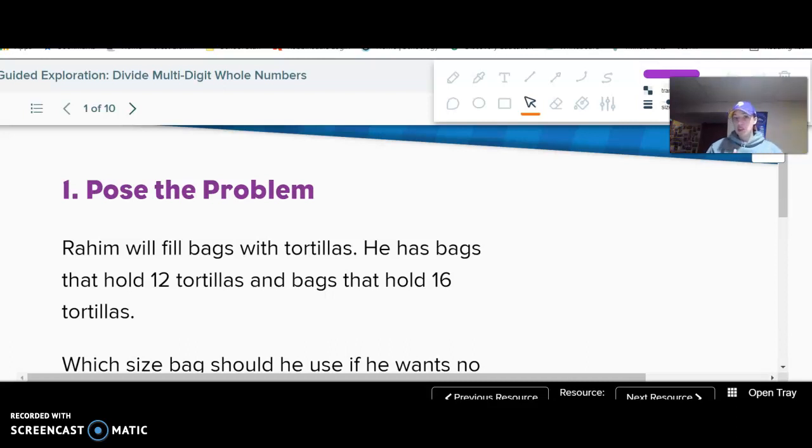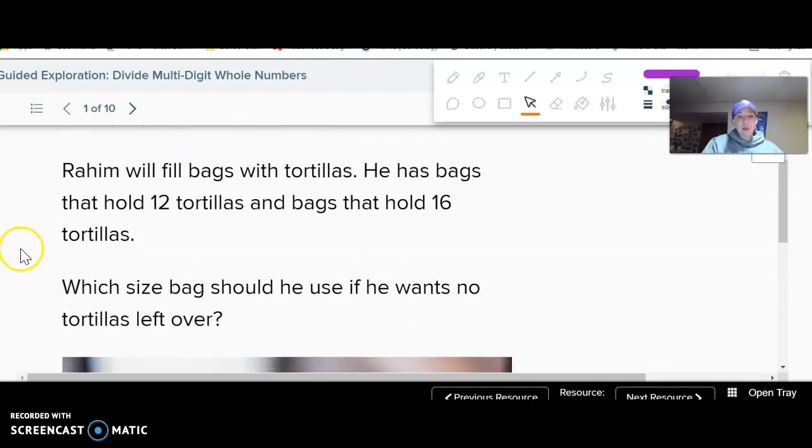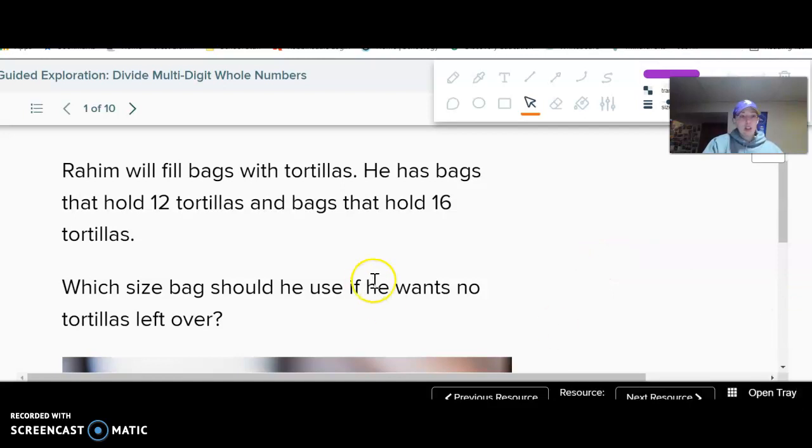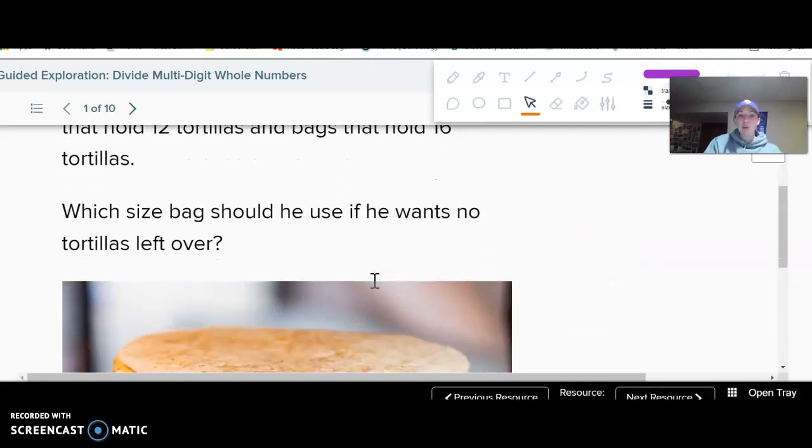Now you might have watched the last video showing you the traditional algorithm, so if you want to use that, that's fine. I'm going to be doing partial quotients for those that didn't watch the traditional algorithm, also fine. Whichever of those methods you want to use, a-okay. So the problem today, Raheem will fill bags with tortillas. He has bags that hold 12 tortillas and bags that hold 16 tortillas. Which size bag should he use if he wants no tortillas left over?